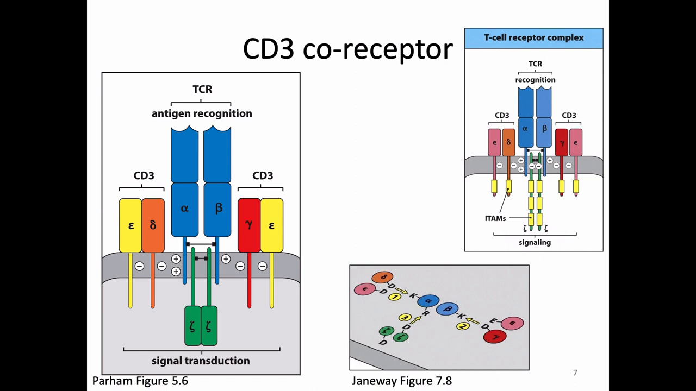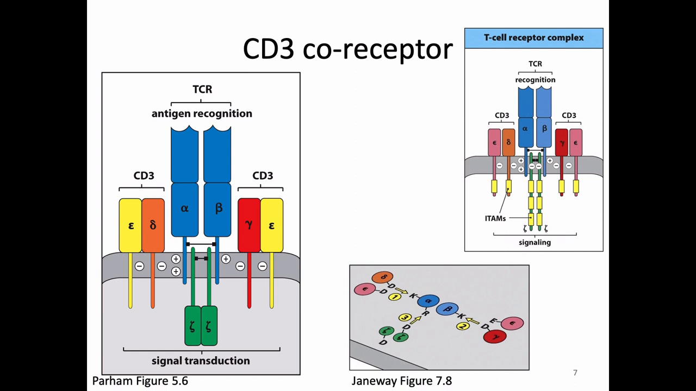And you can see that delta, epsilon, and gamma have a little bit of an extracellular domain. You can also see zeta here, which doesn't really have much of any extracellular domain, but it has a nice, really long cytoplasmic domain with multiple ITAMs. So you can see zeta has three ITAMs. And so in total, the T cell receptor actually has 10 ITAMs. It has 10 places it can get phosphorylated if it is hanging around with the CD3 protein.